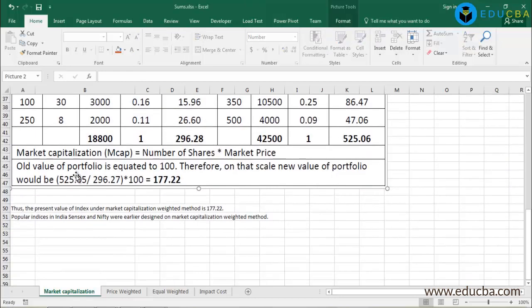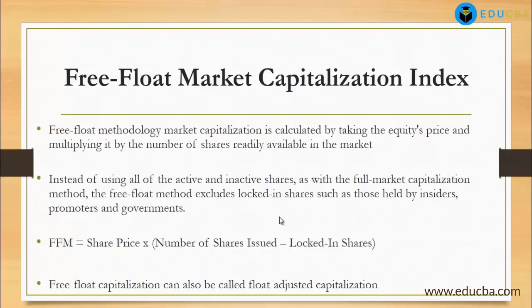So alright, let's move on to the next one. Free float market capitalization index. In the free float methodology, market capitalization is calculated by taking the equity's price and multiplying it by the number of shares readily available in the market.